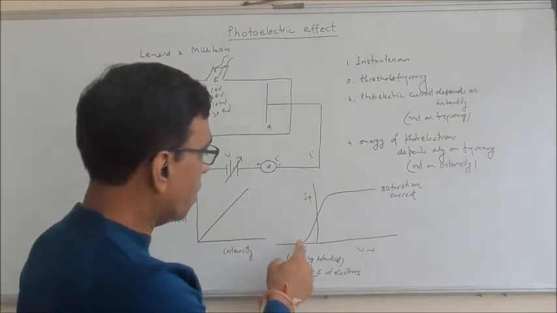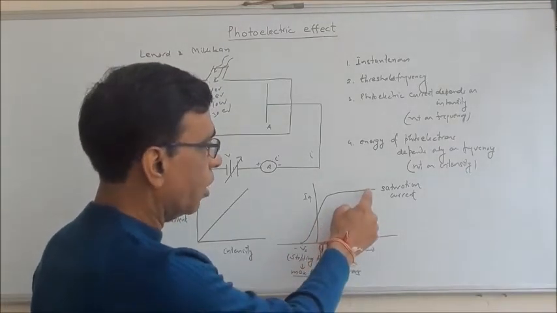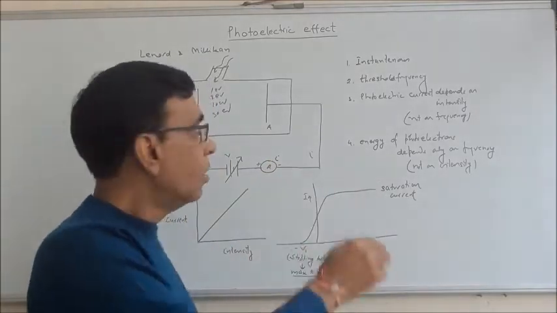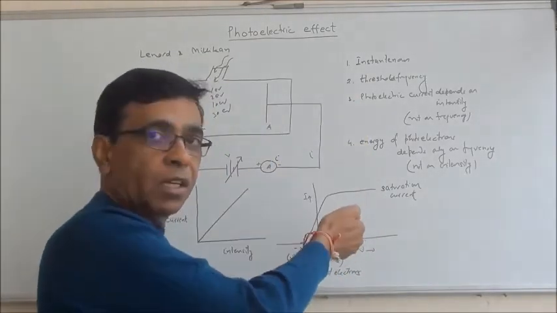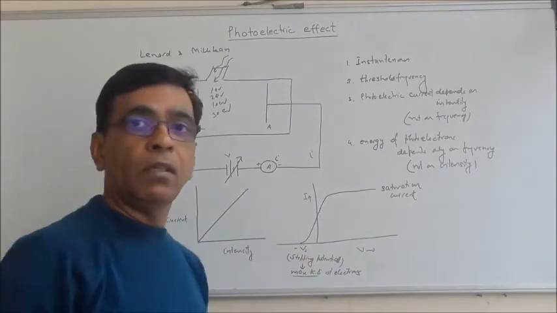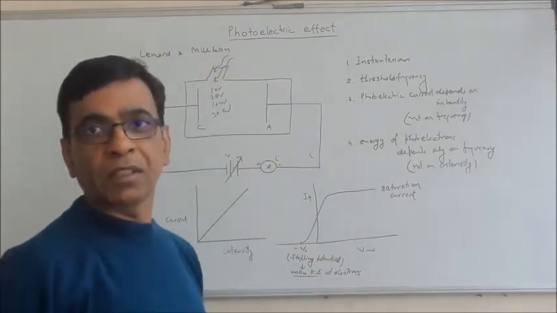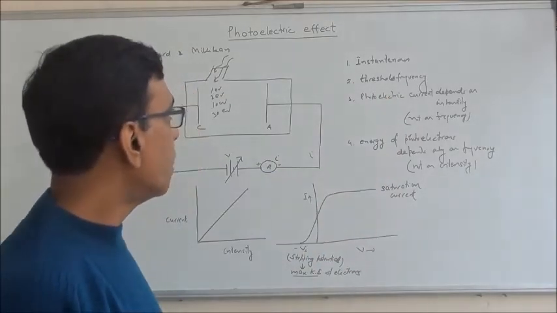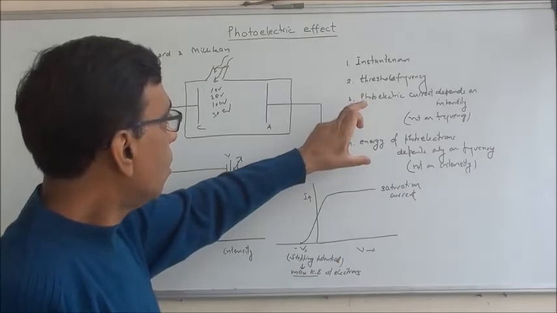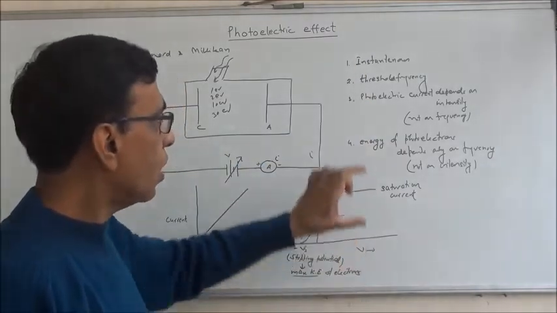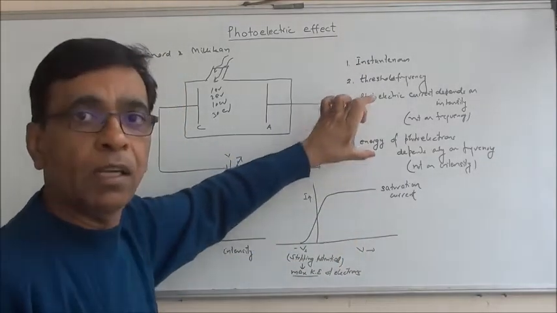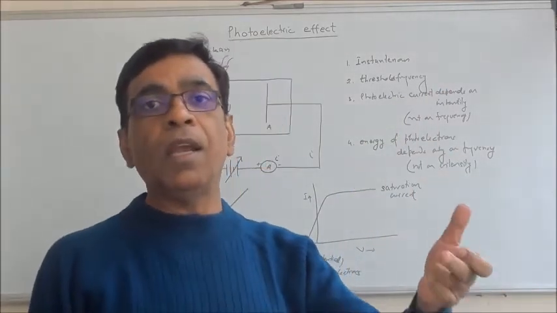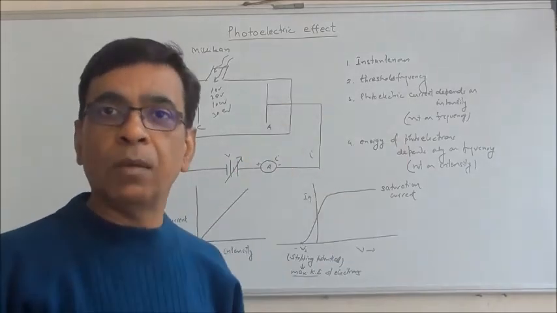Okay? What is the meaning of this stopping potential? What is the meaning of saturation current? Saturation current is when all electrons are reaching here. Stopping potential is that potential at which no electron is reaching here. Right? Okay, now to understand the last two points, what is happening, let me plot two graphs explaining the difference when we vary the intensity and then vary the frequency, keeping intensity the same.